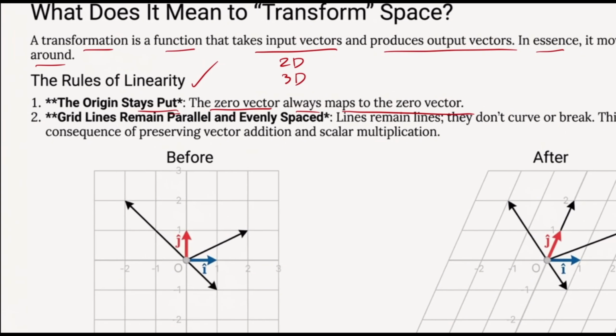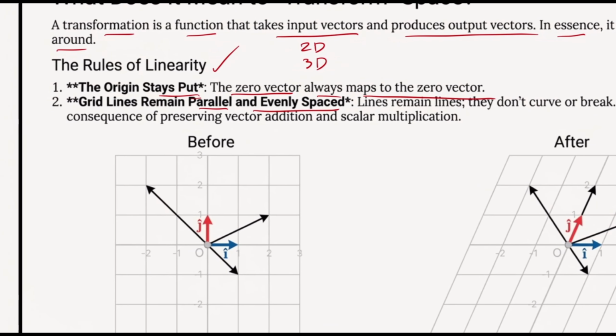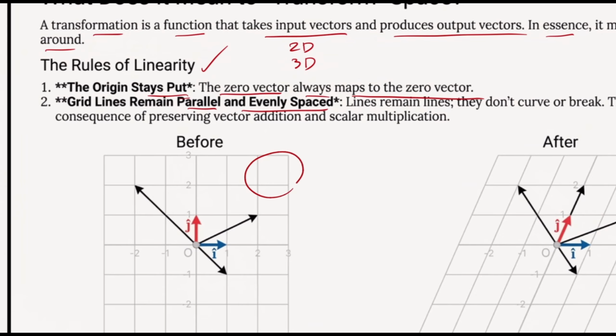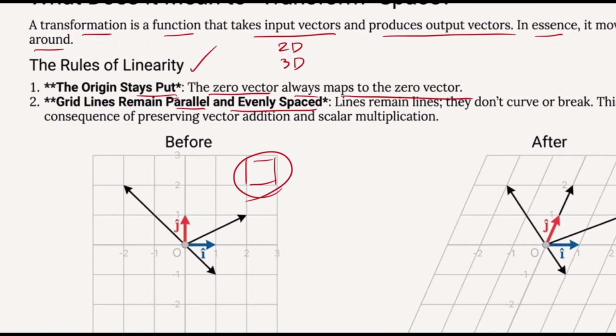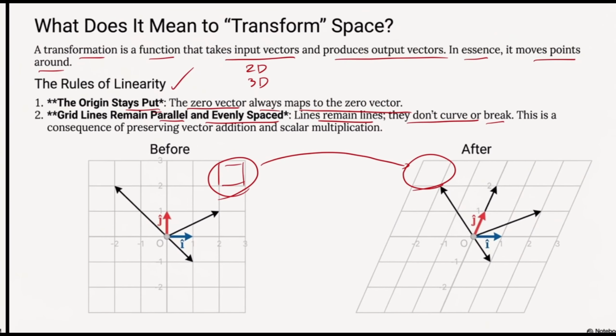Grid lines remain parallel and evenly spaced. So after doing this transformation, the grid lines that we had are going to stay parallel and evenly spaced. It means that they are not going to change arbitrarily. Maybe they are going to skew, as you can see from this transformation, but still they remain parallel and the spacing is even. It means that lines remain lines. They don't curve or break. Again, we are talking about the linear condition. This is a consequence of preserving vector addition and scalar multiplication.